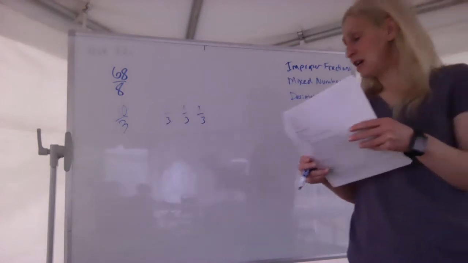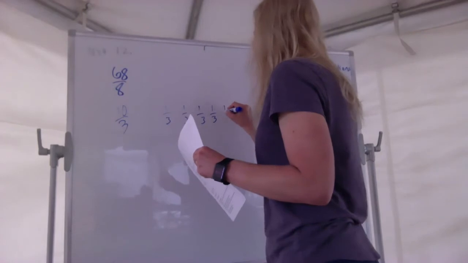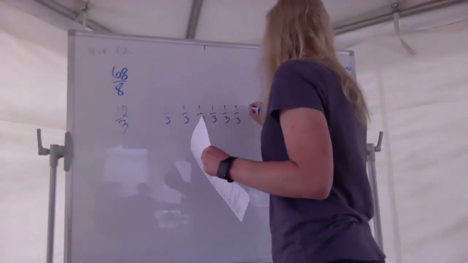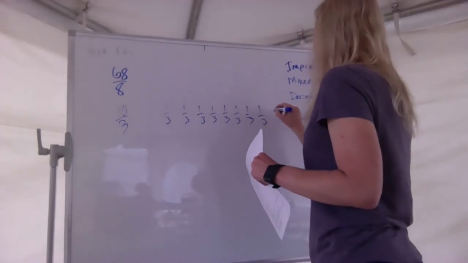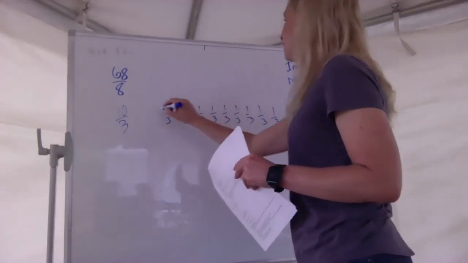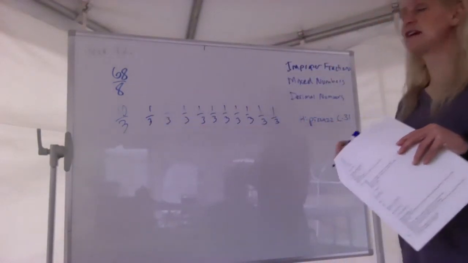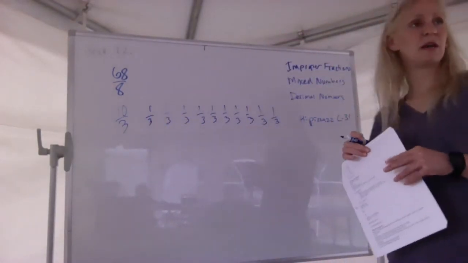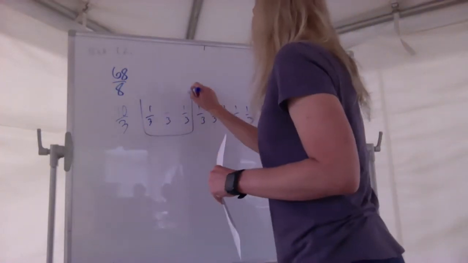Okay, so let's think about that. I'm going to write out all those thirds actually. Let's see. 1, 2, 3, 4, 5, 6, 7, 8, 9, 10. I think I've got 10 there. All right, so how many thirds make up a whole? 3. Okay.